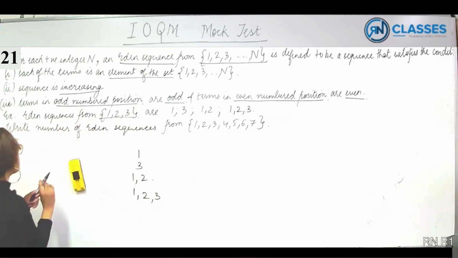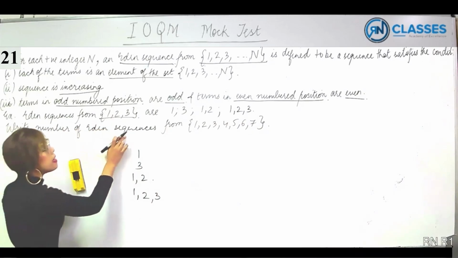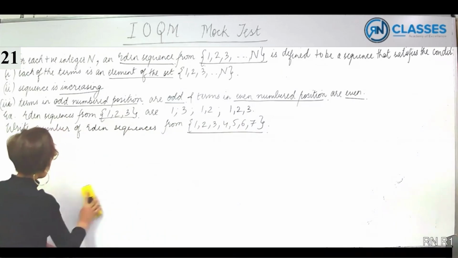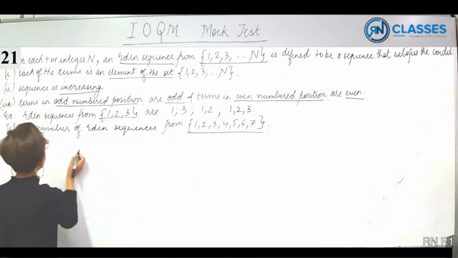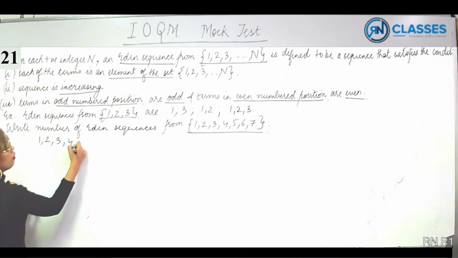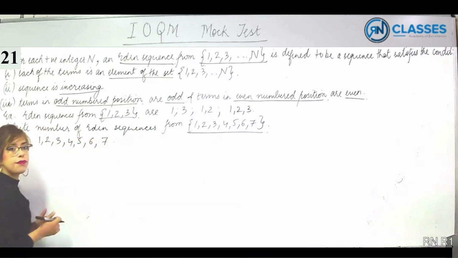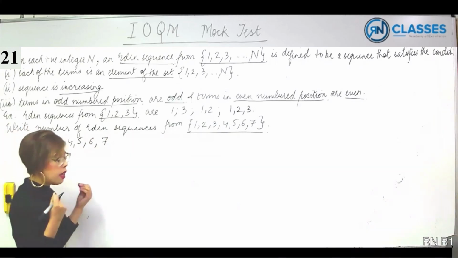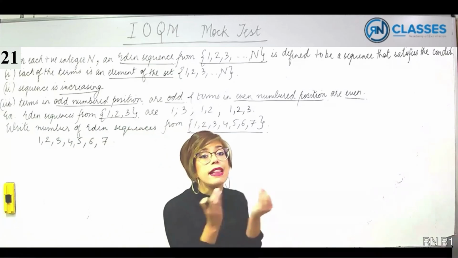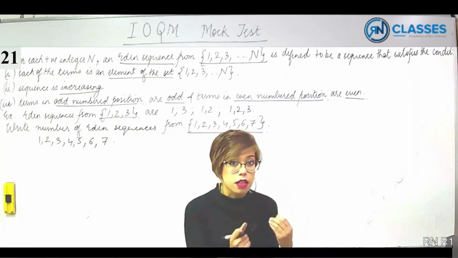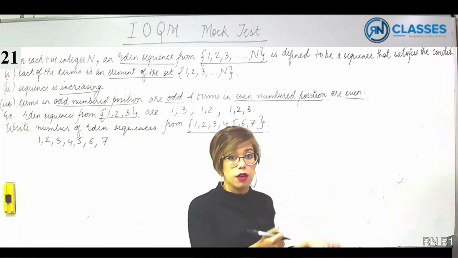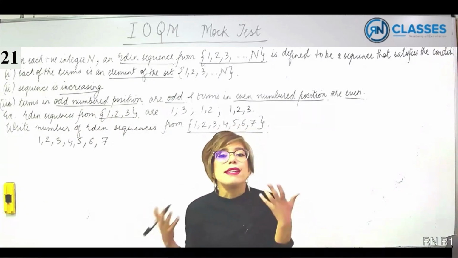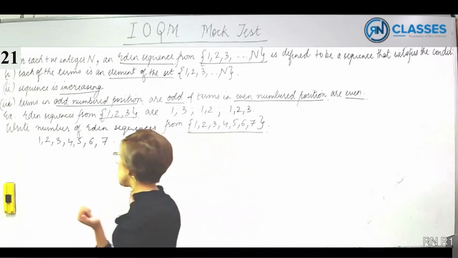Now he says, your job is to find the number of even sequences from this set. So I have this set. That means I'll be using the numbers 1, 2, 3, 4, 5, 6, 7. Now as you can see, number of even sequences. So I can make cases on the basis of the length of sequences. Whether one element is there, whether two elements, whether three elements, 4, 5, 6, 7. And obviously the sequence will not be longer than 7 elements. So let me just try to do that.